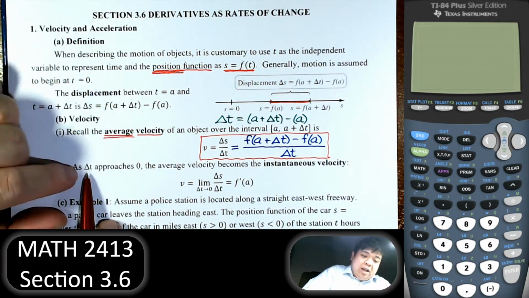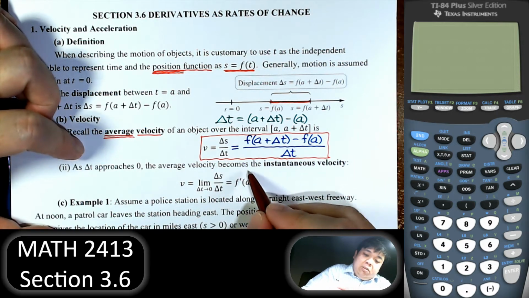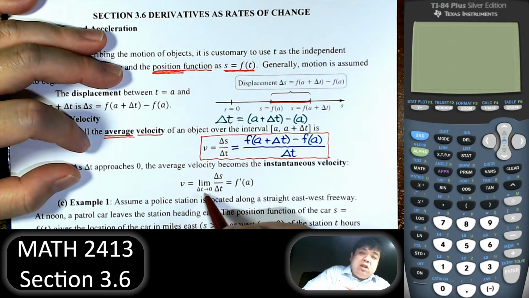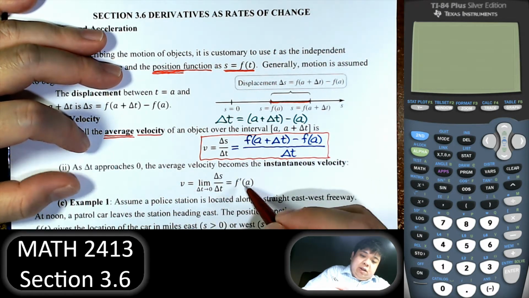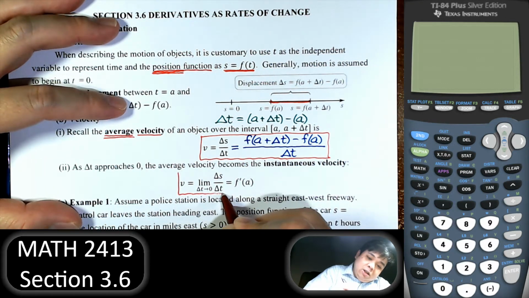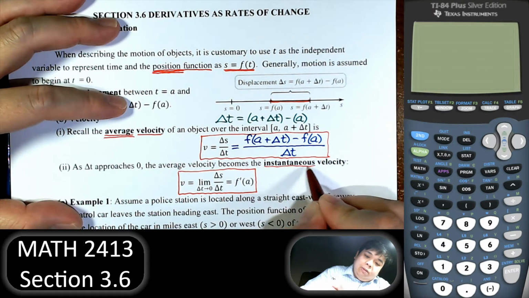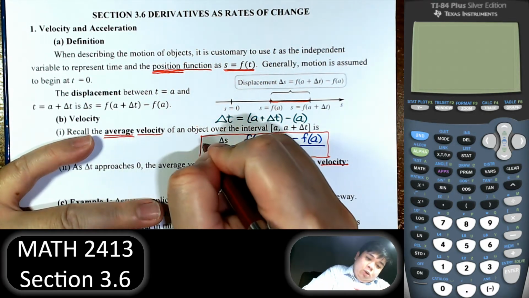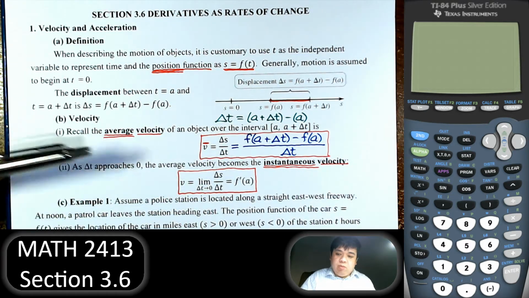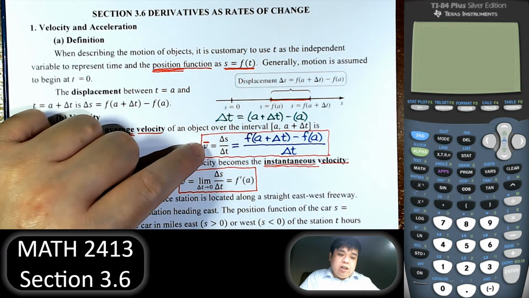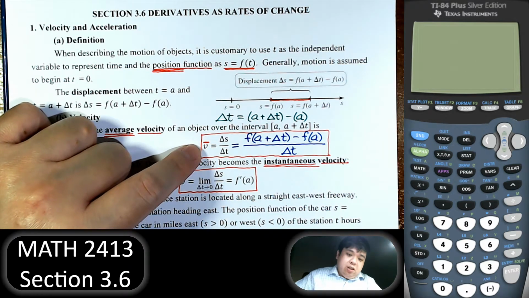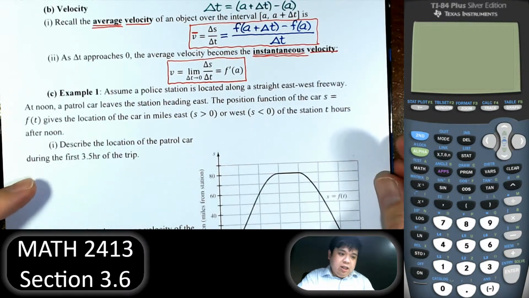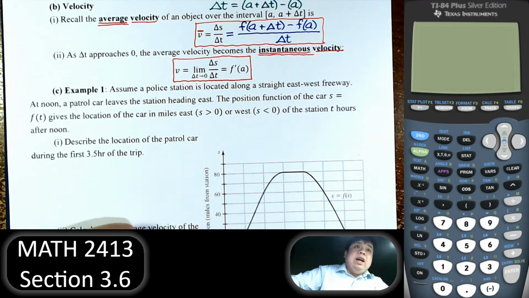Now, as delta t approaches 0, the average velocity becomes the instantaneous velocity. So instantaneous velocity is just this, but with the limit as delta t goes to 0, and this is exactly the derivative of the position function. So this is the instantaneous velocity. To distinguish between instantaneous velocity and average velocity, we denote the average by a bar on top of it, and we call it v bar. So, average velocity, instantaneous velocity. Average velocity is the slope of the secant line, and this is the slope of the tangent line, if we refer back to the first section.